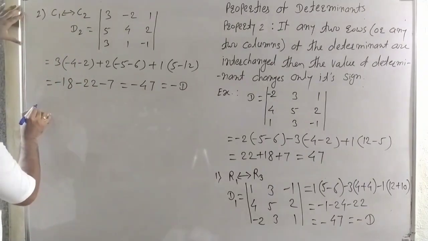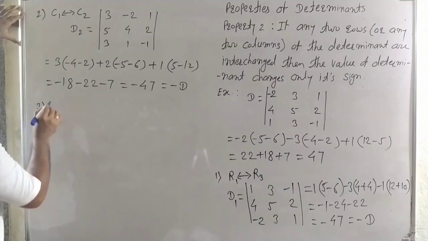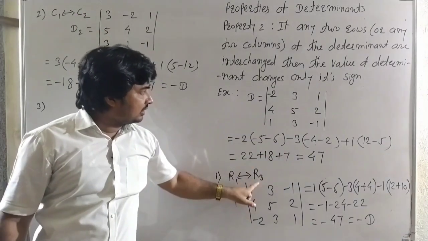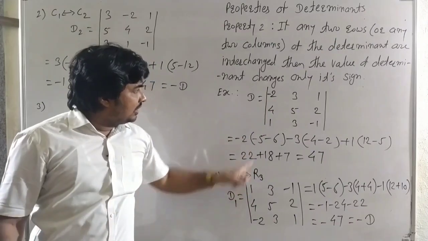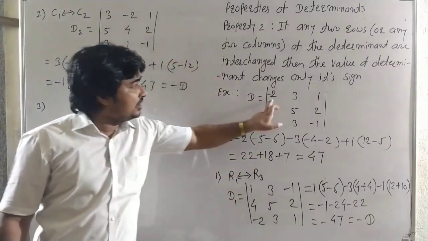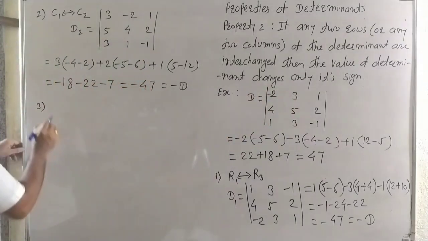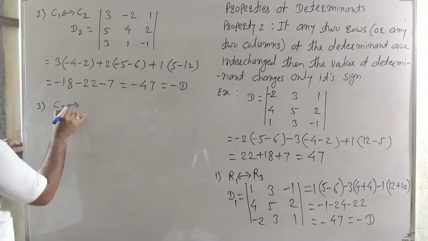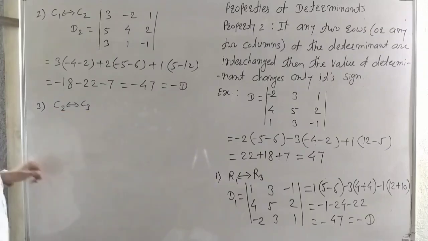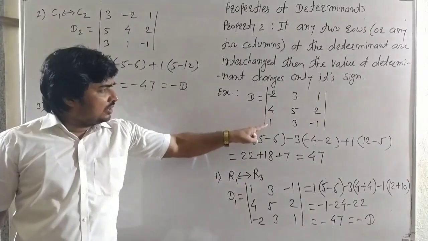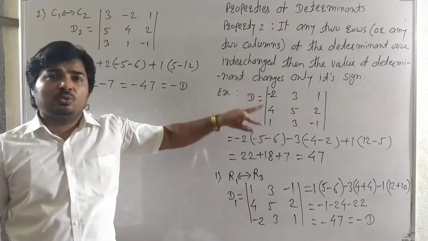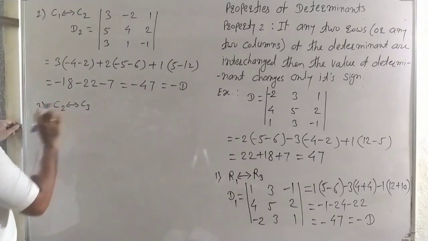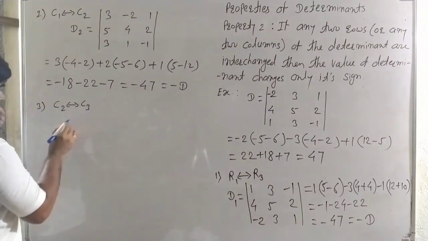Okay, now the third example. Here we interchange R1, R3. Now in the second step we interchange C1 and C2. Now we can interchange C2 and C3. Here we can also interchange R2 and R3, so any two rows are interchanged. Here we can again interchange C2 and C3. Therefore D3.